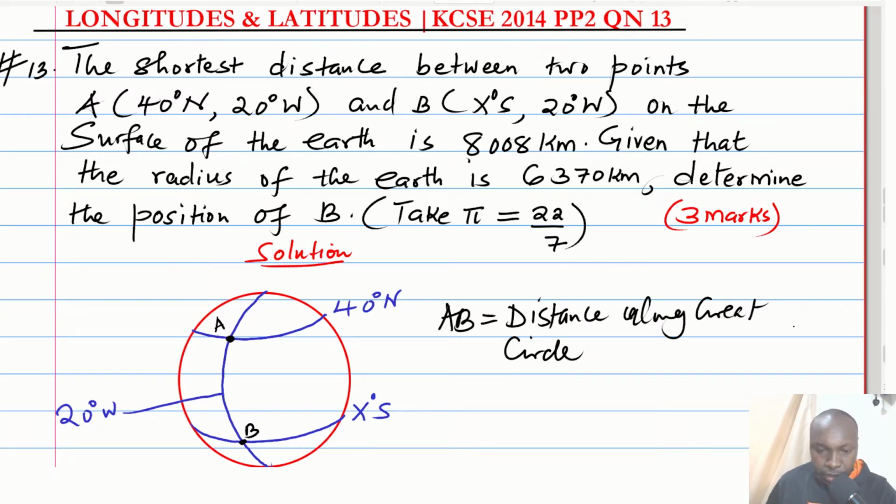Now after getting that, the next thing that we need to note is that this distance is given in kilometers. So how do we get the distance along the great circle in kilometers? Very easy. This distance AB, which is 8008, will be given by, you can see they are lying on the same longitude but on different latitudes, the latitude difference divided by 360, then multiply by 2 pi r, where r is the radius of the earth. So this is how we get the distance along the great circle.